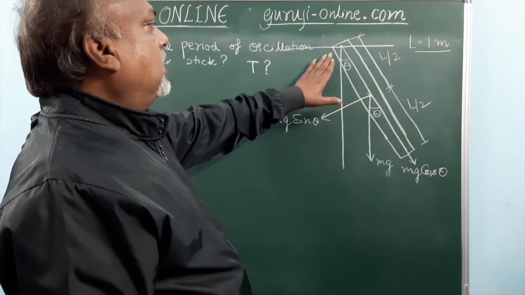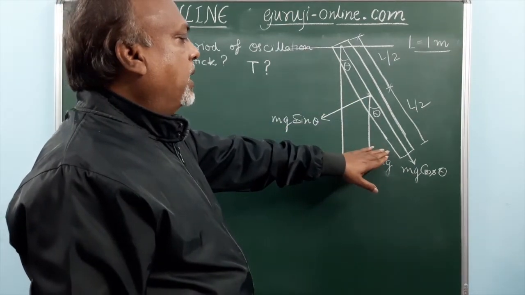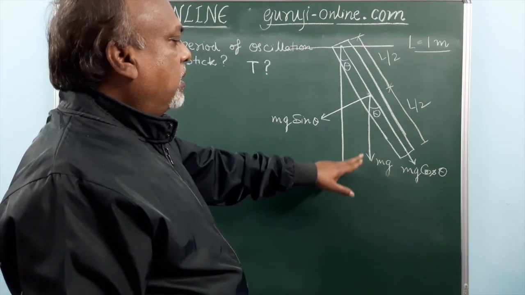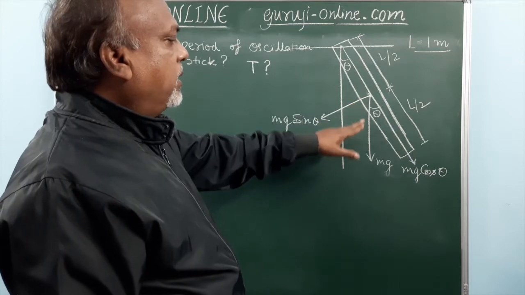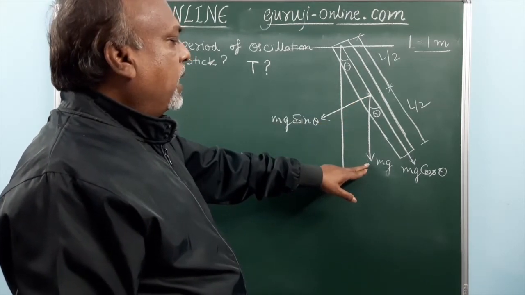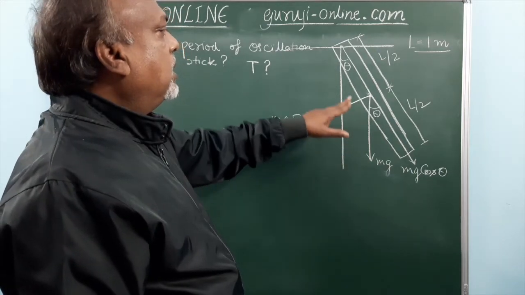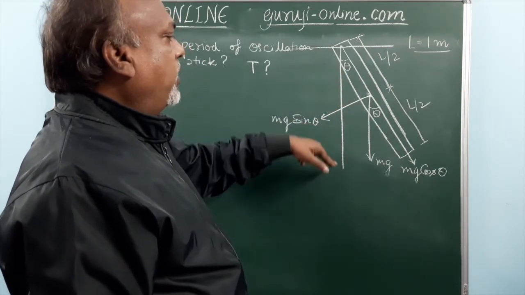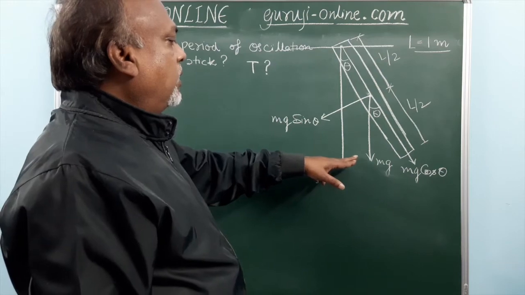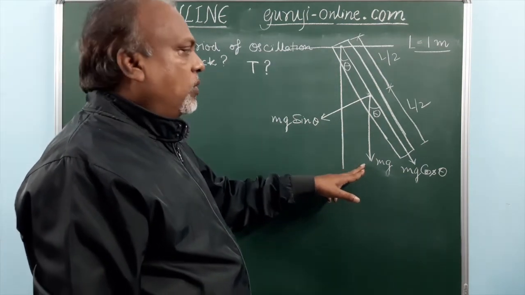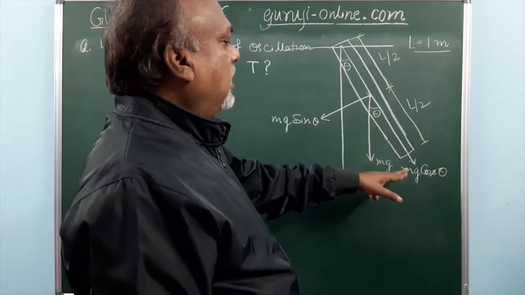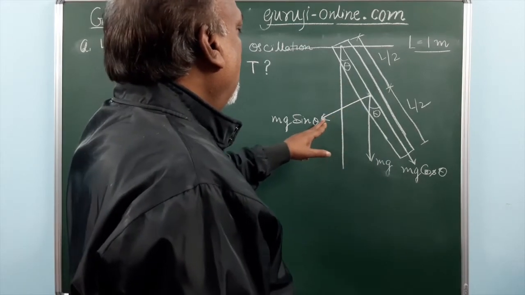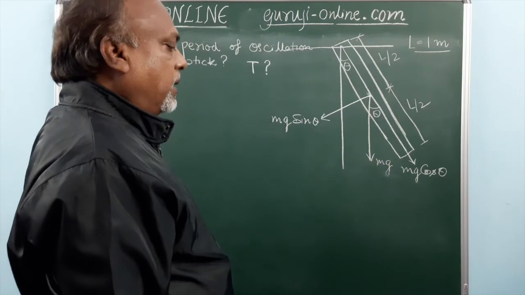Suppose the mass of the meter stick is M, then its weight will act at its midpoint, and that will be Mg. And if this meter stick is swung a little and it is making a theta angle with the vertical, then this force will have two components: one along the stick, that is Mg cos theta, and the other perpendicular to the stick, that is Mg sin theta.